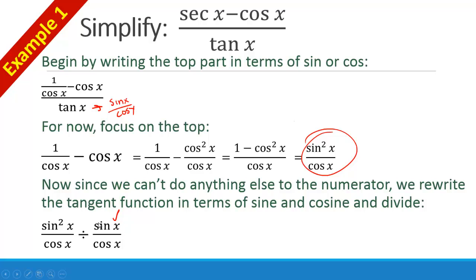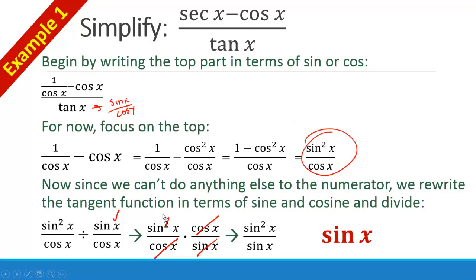Now remember, when you divide by a fraction, you're actually multiplying by its reciprocal. Now look, that and that cancel out, and this and one of these cancel out. So that's just going to leave you with sine of x. Fairly simple and straightforward, right?